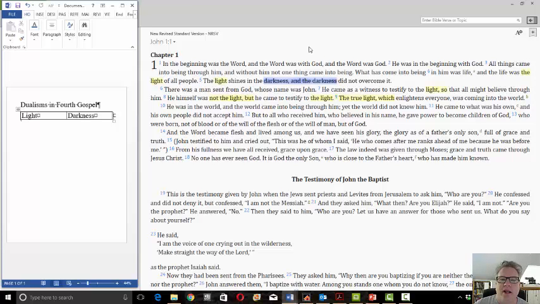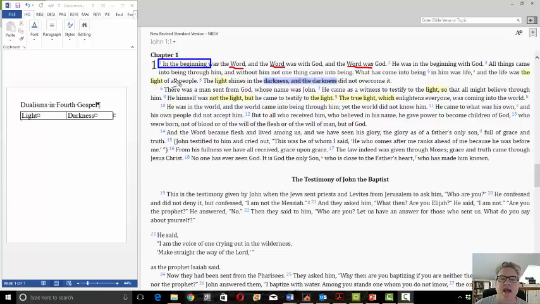Now, what do these words, "in the beginning," remind you of? Well, of course, it reminds you of the beginning of the Old Testament, doesn't it? The beginning of Genesis: "In the beginning, God created the heavens and the earth." And then you have some of these terms like the Word. The Word was with God, and the Word was God. He was in the beginning with God.